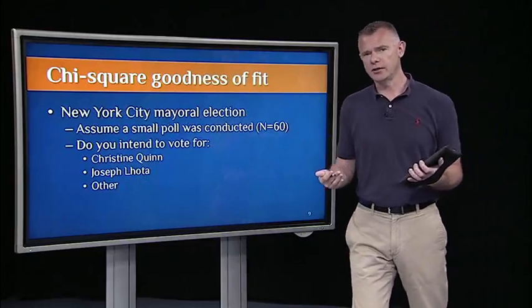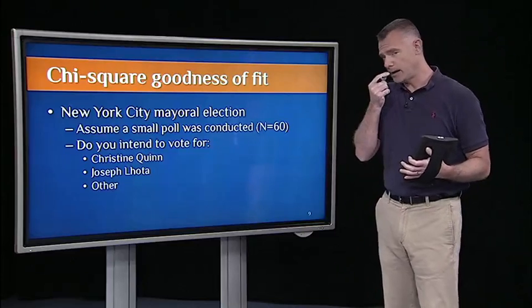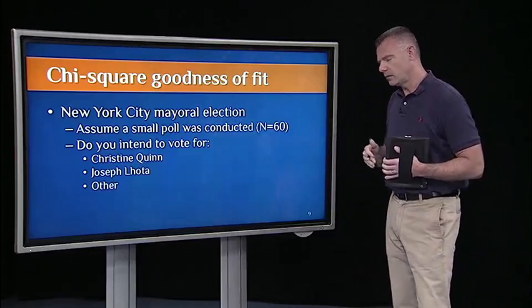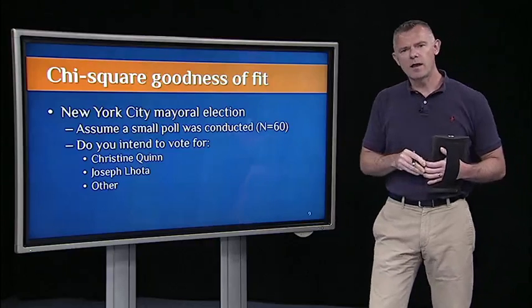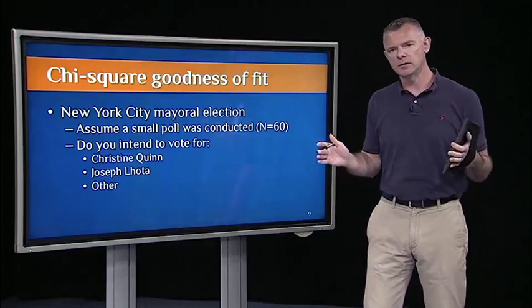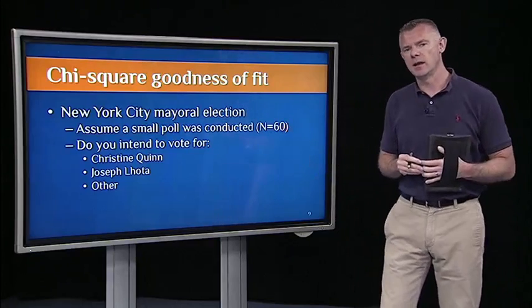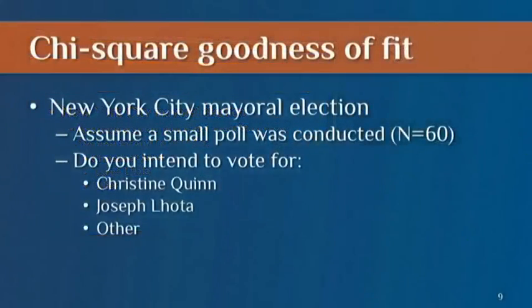I'm going to use an election example throughout this lecture. I live in New York City, and currently there is an election coming up for a new mayor in New York. Assume I wanted to conduct a very small poll to see how, say, my neighbors intend to vote in this upcoming election. Right now, some of the leading candidates are Christine Quinn, who is the overall leader, and Joseph Lhota, another one of the leading candidates. But there are several candidates in the field right now.